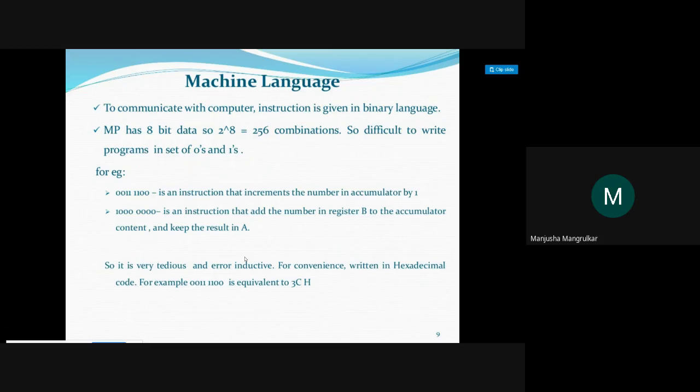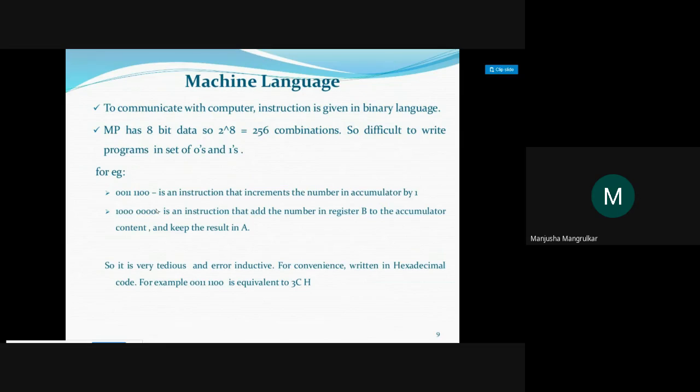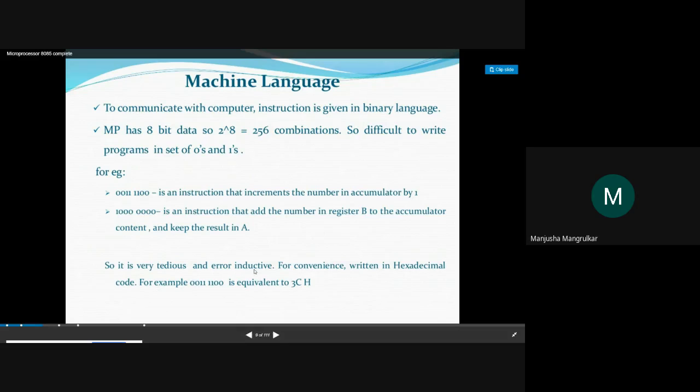This is your performance. Now suppose one instruction is 1000 0000, which is an instruction to add the number in register B to the accumulator content and keep the result in A. This is the decoding by the processor, understanding what to do with the data. So it is very tedious and error prone. For convenience, we write the hexadecimal code.